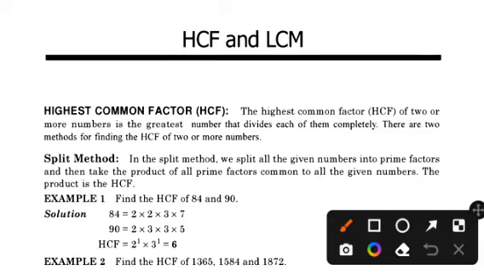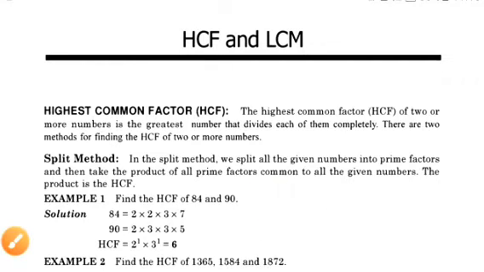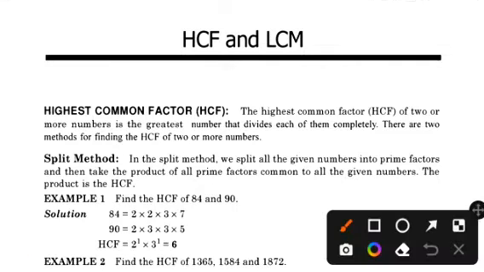Let's take the first example, HCF of 84 and 90. The prime factors of 84 are 2, 2, 3 and 7, and the prime factors of 90 are 2, 3, 3 and 5. This is very easy, to find the prime factors of any number. I find the prime factors of 84. For that I have to write it like this.